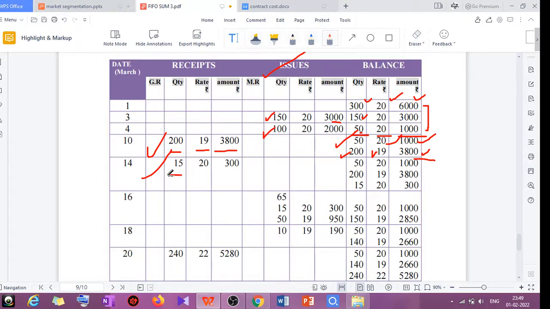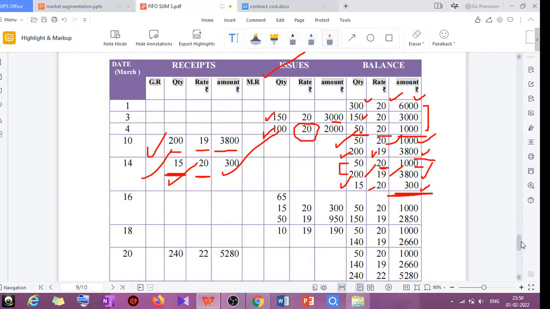So how many units have we received? 15 units. Now what is the rate here? 20. So take 20. So it will be 15 into 20, that will be 300. So now write the lots which are there, that is 50 units at the rate of 20, that will be 1000. Then 200, rate is 19, amount is 3800. Then from the receipt, 15 units, rate is 20, amount is 300. I hope it is clear to you till here.